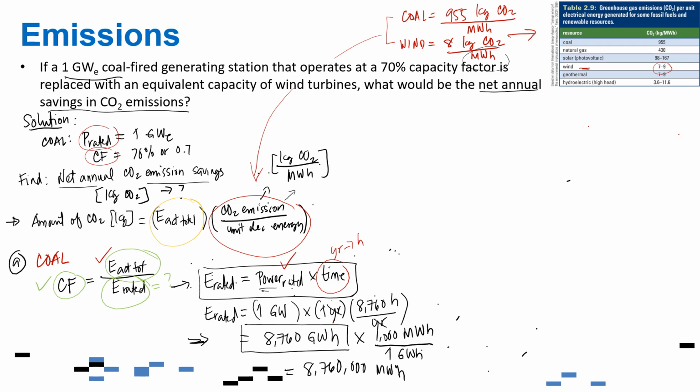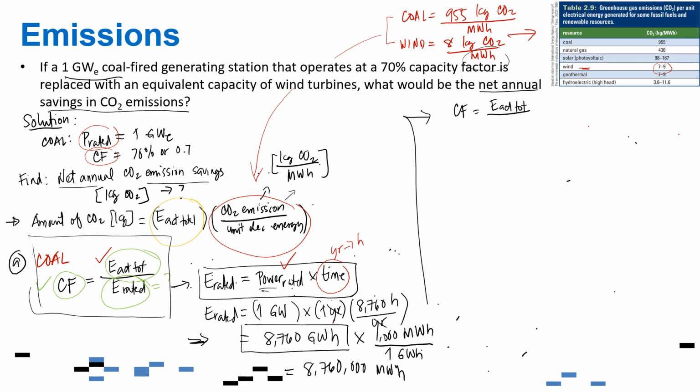So now we can continue to get this part here, the actual total energy. So let's try to move it here. All right. So again, CF equal to actual total energy over E rated. Now everything is here already for coal. So the actual total energy is equal to CF times E rated.